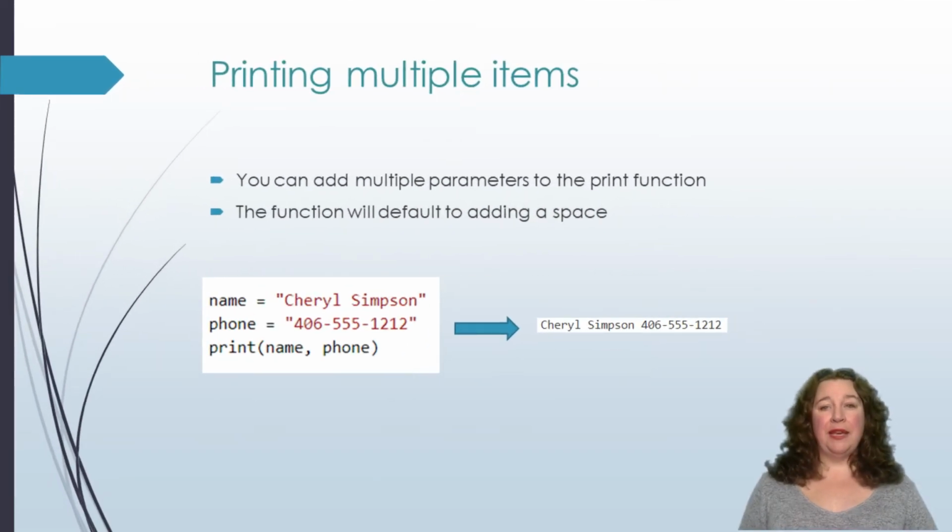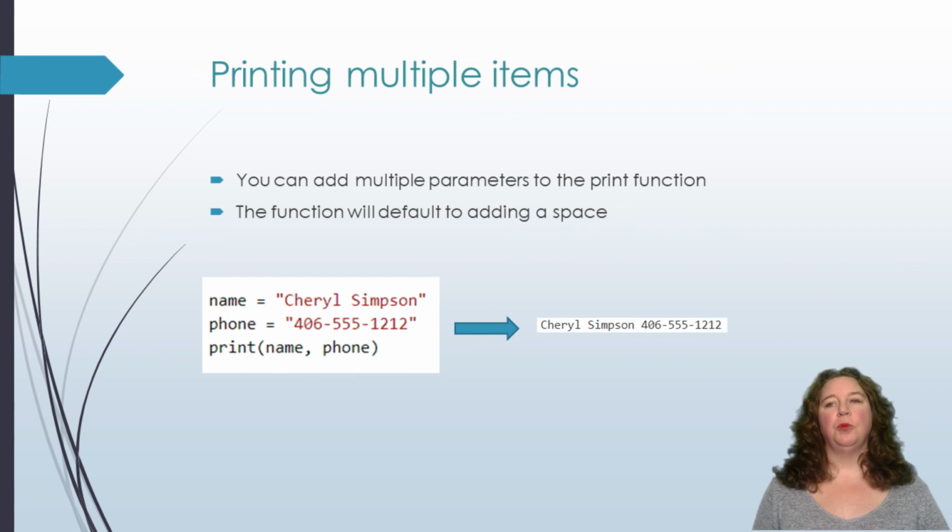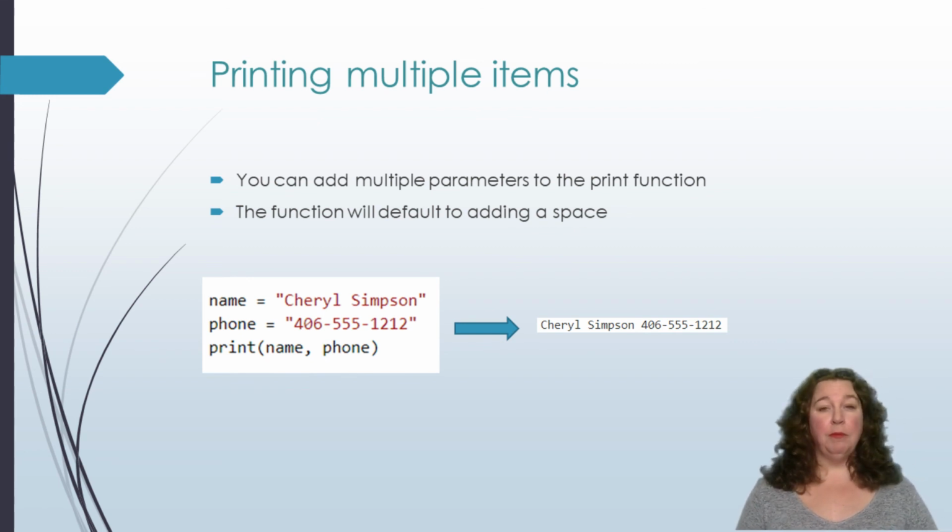We looked at the basics of a print statement that just took a single variable. You can actually have multiple arguments in your print statement. All you have to do is separate them by a comma. So you can have multiple arguments or multiple parameters in your print statement. In this case, I have printed both my name and my phone number next to each other.